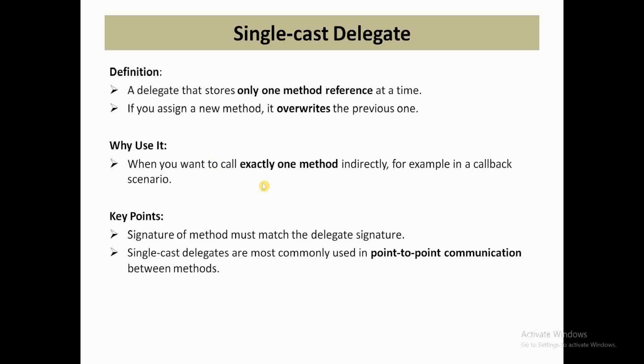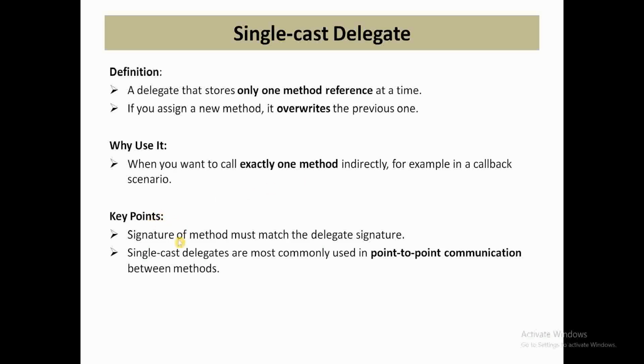When you want to call exactly one method indirectly, for example in a callback scenario, as I already told you, if we have only one method and we want to invoke only that method through the delegate, then we can go with the single cast delegate. And we have examples like callback scenarios. If we have 2-3 methods and we want to call a particular method at some particular time, then we can go with this. Means we do not directly call the methods. First we pass the reference of the method to the delegate, then where we need that method to be called, we call it through the delegate.